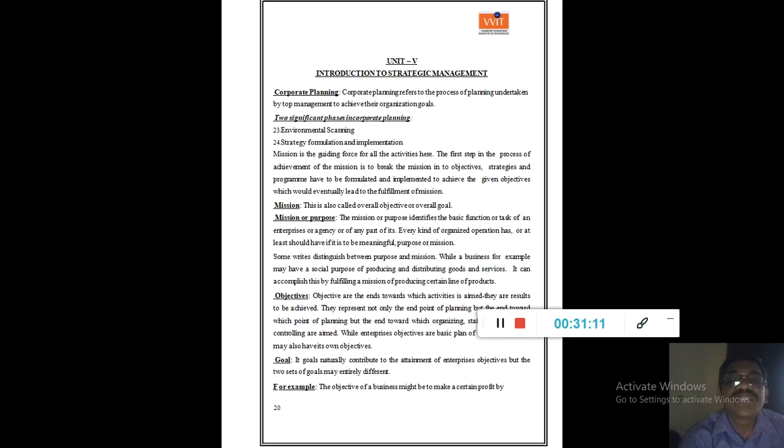So, the significant phases in corporate planning. Number one is environmental scanning. Number two, strategy formulation and implementation. These are the significant phases in corporate planning. And then the elements in corporate planning. What are the elements in corporate planning? Mission. That means overall objective or overall goal.